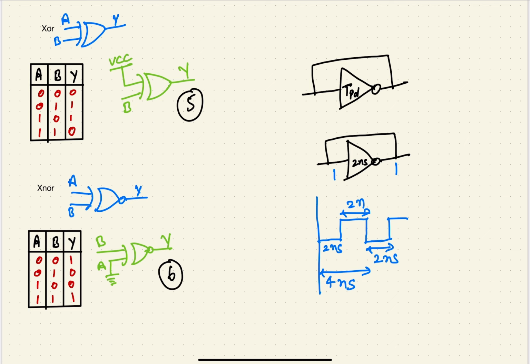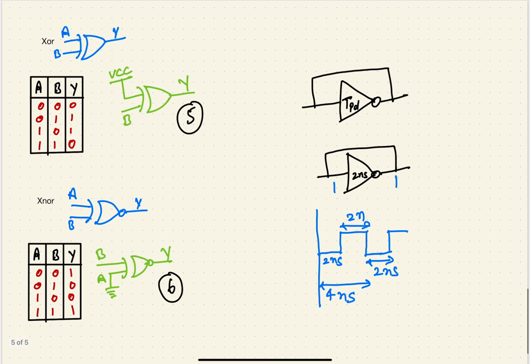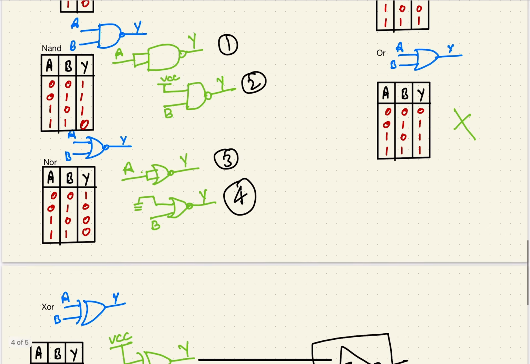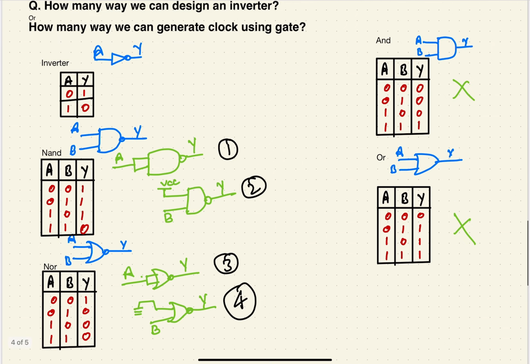So with all these inverters, all the types of inverter, we can generate a clock, by the six different combinations of inverter generation and one more inverter. With the help of seven inverters, we can make the clock generation circuit. I think you understood very well. If you understood, like this video. We will meet in the next video. Thank you.